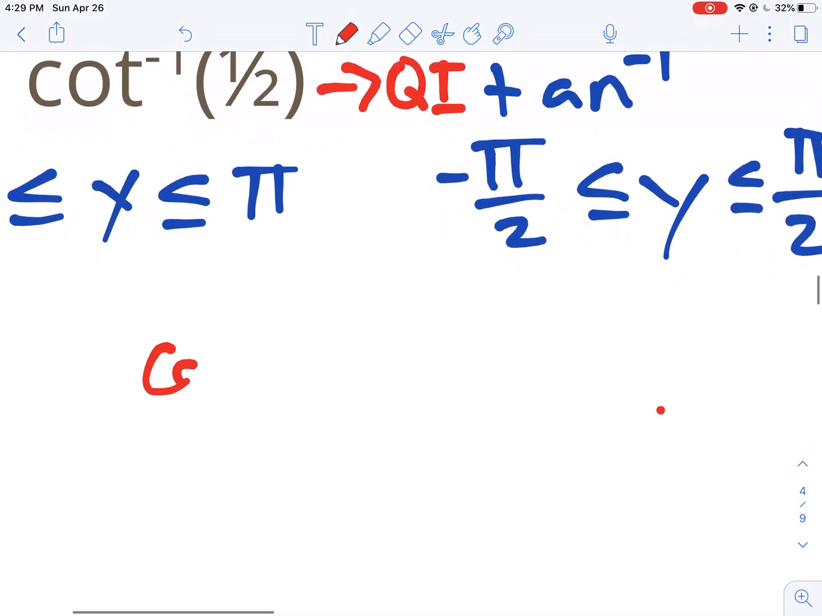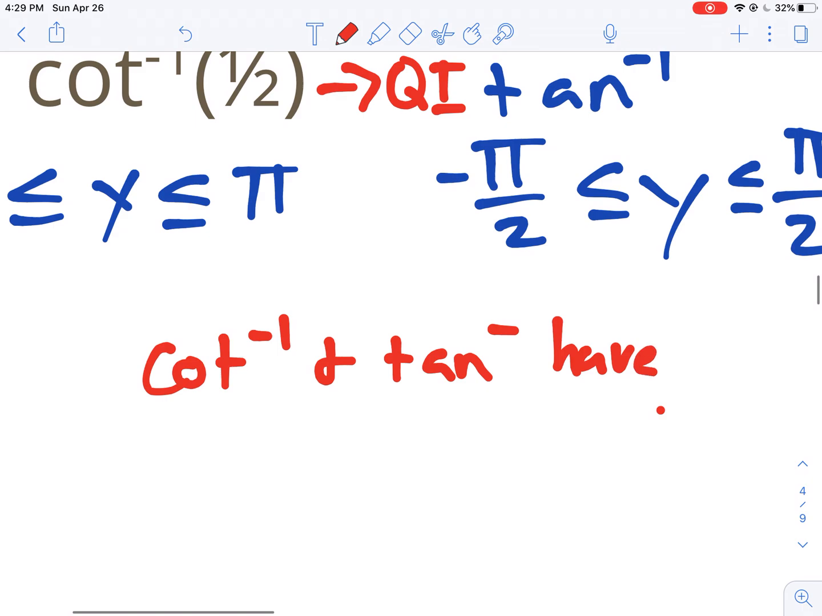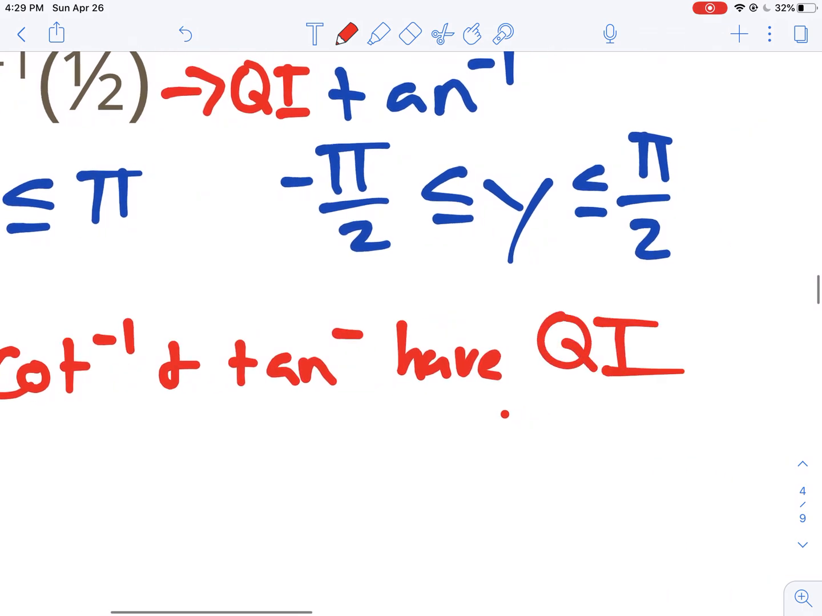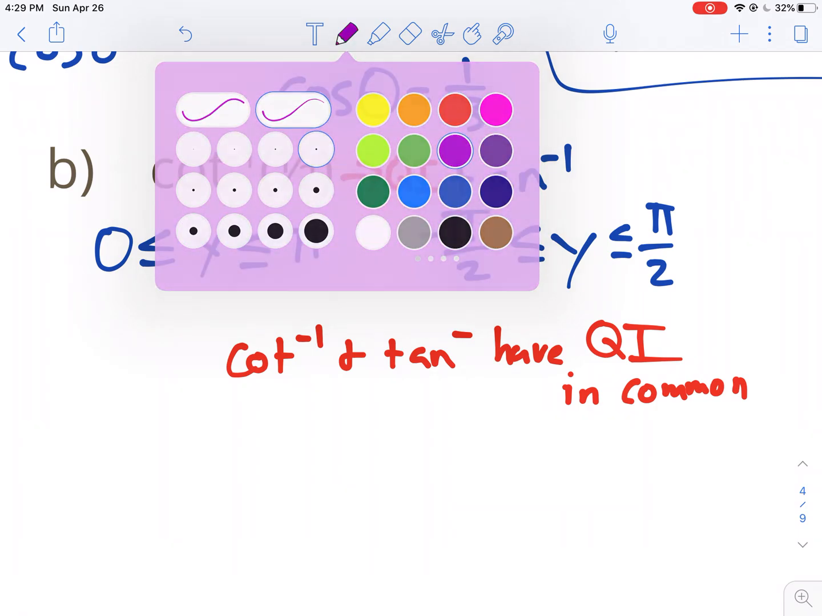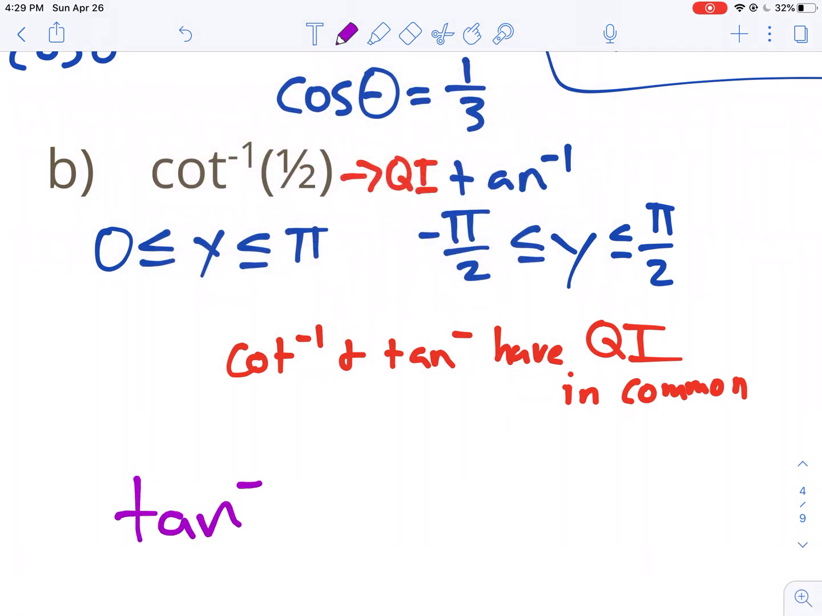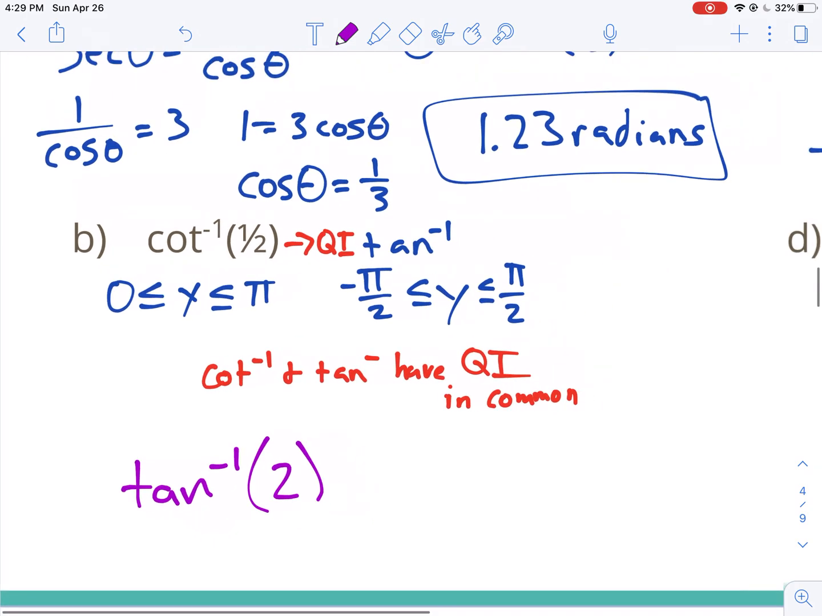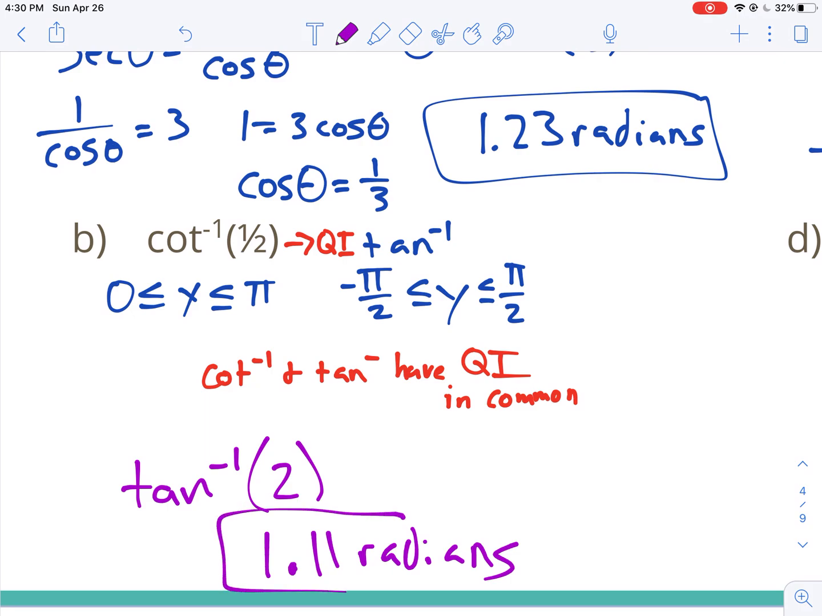So cotangent inverse and tangent inverse have quadrant 1 in common. When we do this, these are the ranges that exist for those y's. So that means when I figure this out to plug it in on my calculator, I'm just going to do the tangent inverse of 2, because 2 is the reciprocal of 1/2. And when I do the tangent inverse of 2, I end up getting 1.11 radians. And that is my answer. So because these are both quadrant 1 angles, I can just use inverse tangent, and that works really, really well for me on my cotangent.